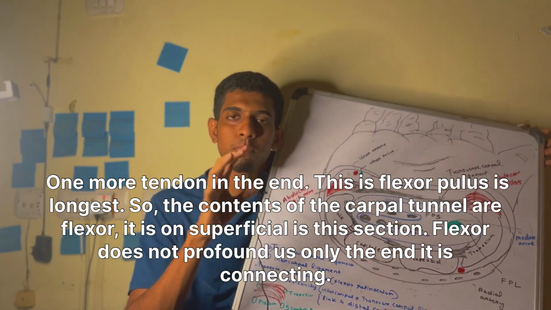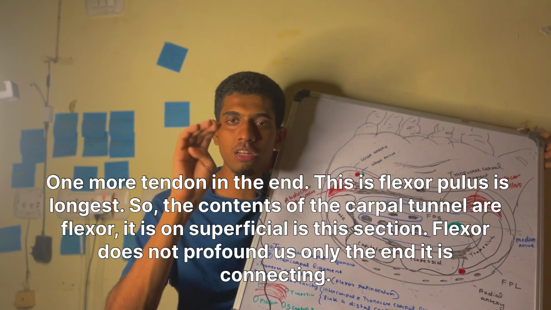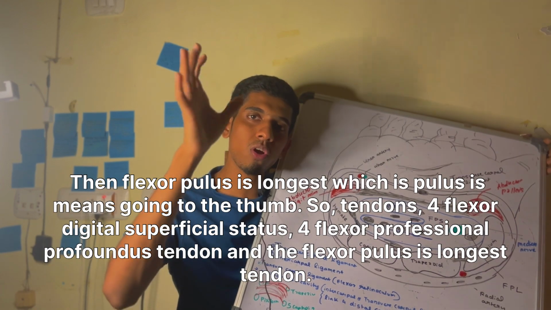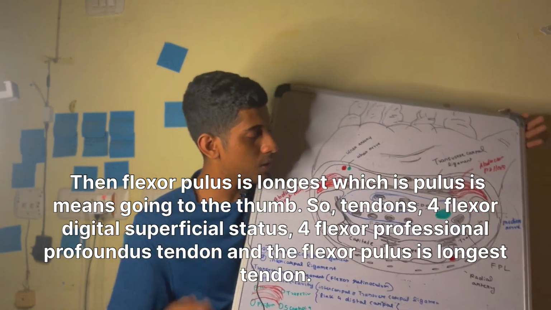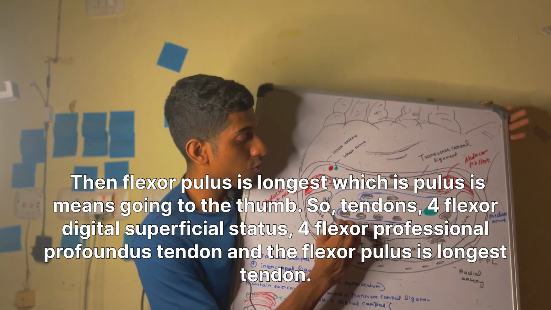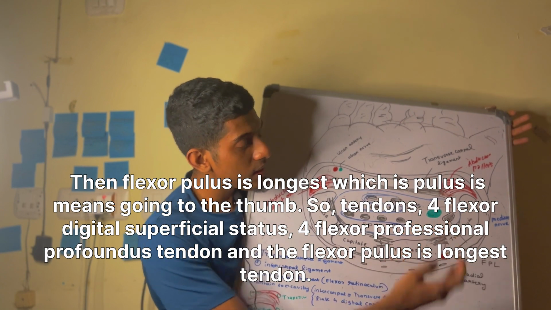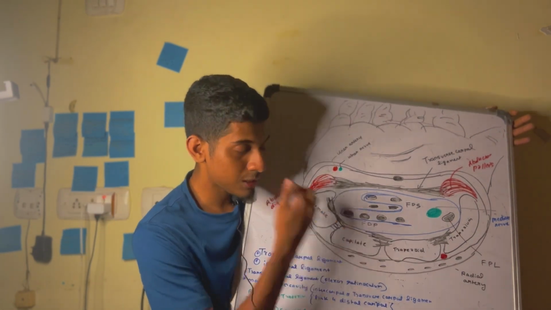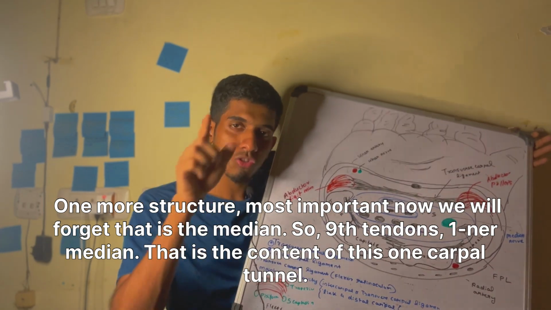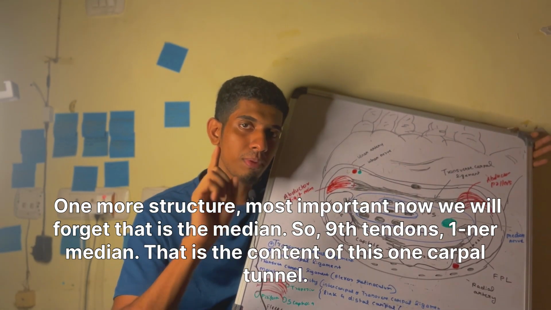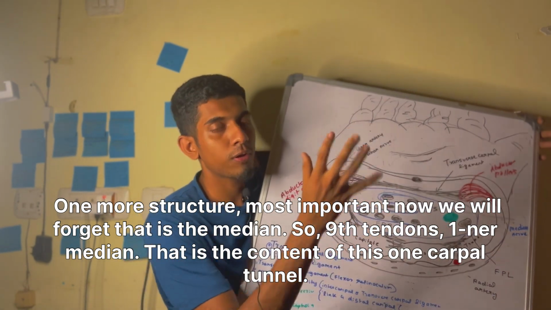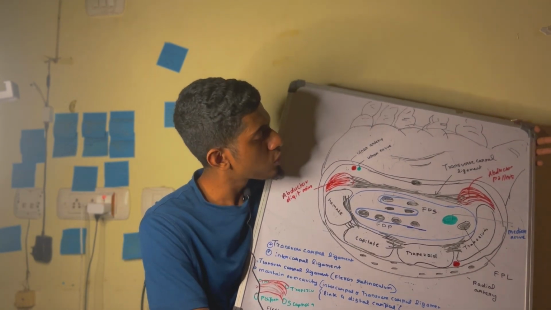So the contents of the carpal tunnel are flexor digitorum superficialis, this action. Flexor digitorum profundus, only the end it is connecting. Then flexor pollicis longus, pollicis meaning going to the thumb. So tendons for flexor digitorum superficialis, tendons for flexor digitorum profundus, and the flexor pollicis longus tendon. And one more structure, most important, no one will forget, that is the median nerve. So 9 tendons, 1 nerve, median nerve, right? That is the content of this one, carpal tunnel, right? So this is the main thing.